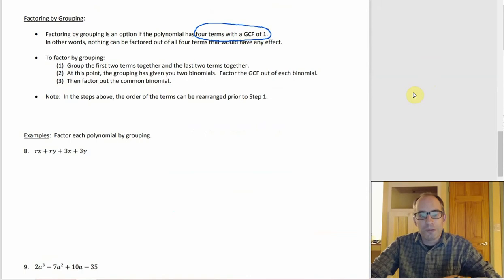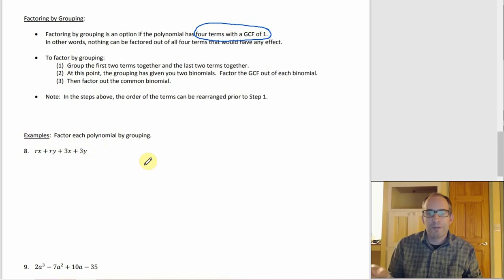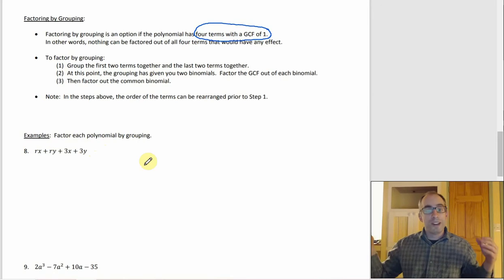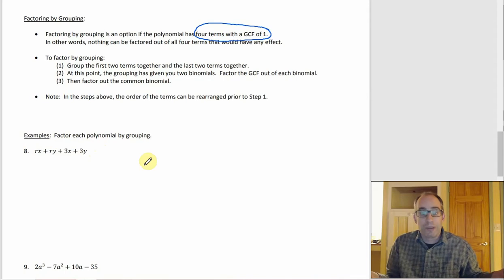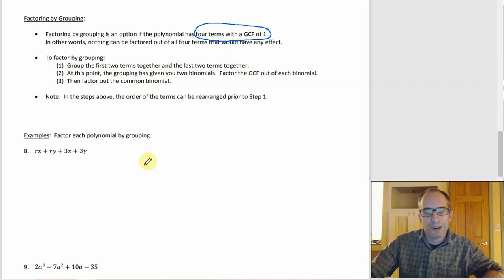So in other words, you hit a point where you couldn't really do anything, like you couldn't factor anything out of all 4 of them. Like just look at number 8, right? You say, well, you could factor an R out of the first 2. Yeah, you could, but you couldn't factor an R out of this one, you couldn't factor an R out of this one. There's nothing that's common to all 4, right? 2 of them have R's, 2 of them have 3's, 2 of them have X's, 2 of them have Y's, but it's not the case like all 4 of them have a coefficient divisible by 3, because the first 2 don't, right? Like there's nothing you can factor out of all of them. So this is where factoring by grouping comes in handy.